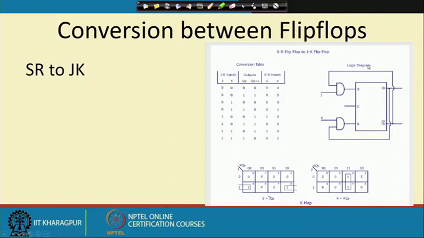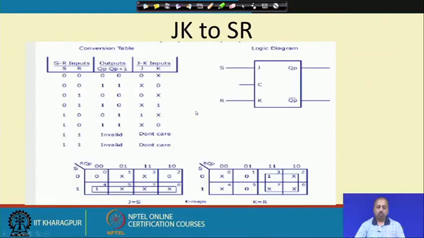In this way, if you have one type of flip flop, you can very easily convert it to another type by putting some additional logic into it. How to do the other side, that is from JK to SR?